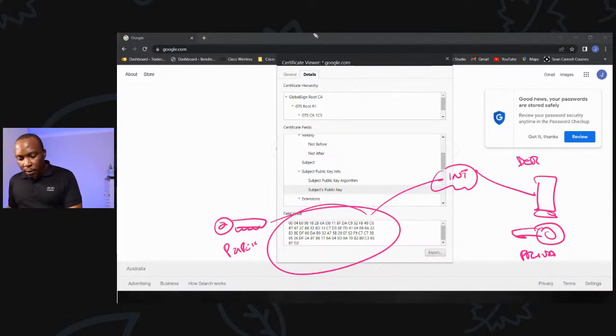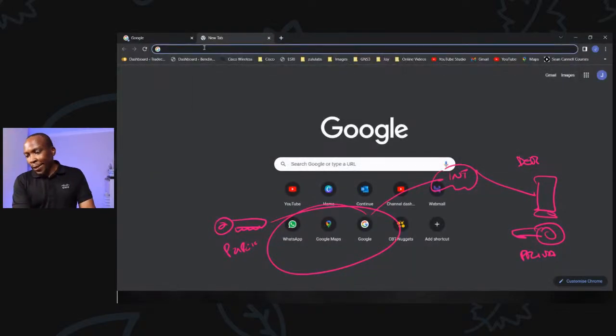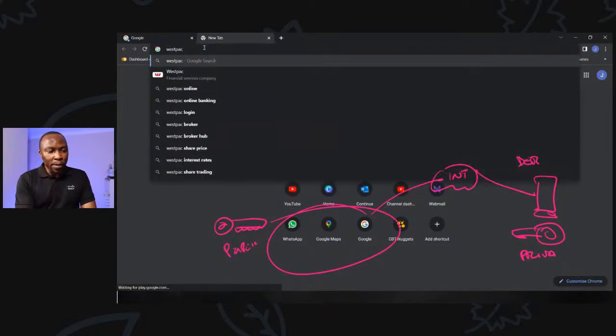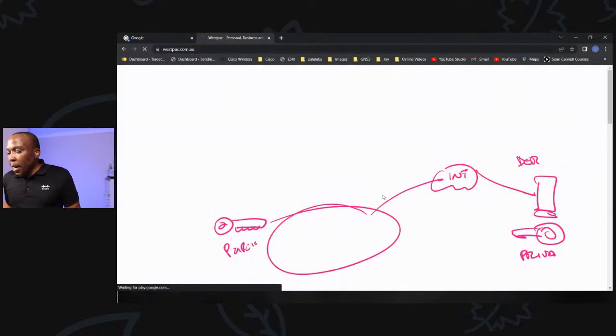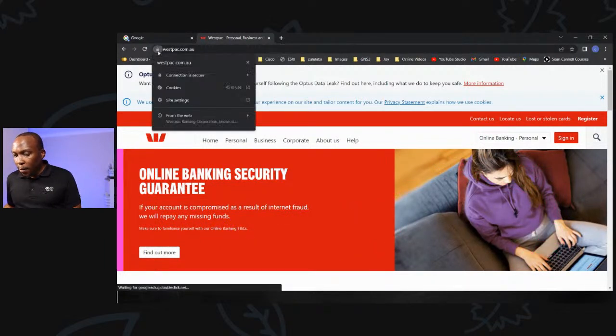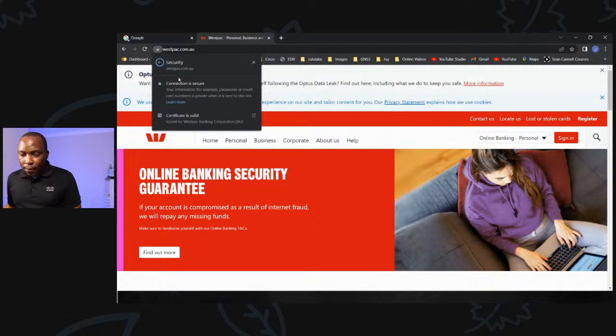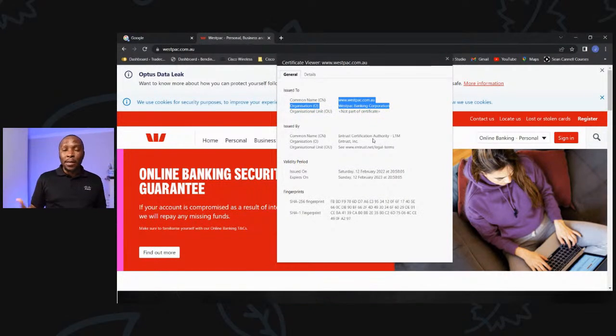If I go to Microsoft.com, every website that you go to, or maybe let me go to Westpac. It's not my bank, so if you want to hack it, feel free. I don't bank with Westpac anyway. If you go to Westpac and come here, you'll find that the connection is secure, and this is a valid certificate. Once again, this was issued to Westpac, and it was issued by Entrust Certification. So these are certification authorities available across the world that are able to issue certificates.